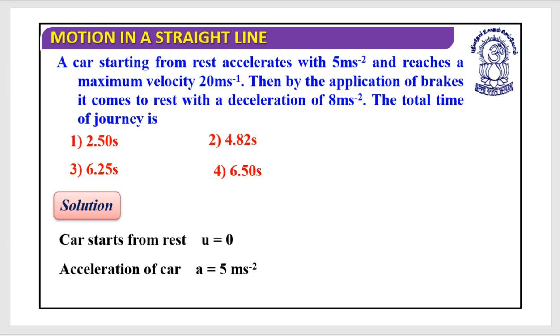What the question says is: a car starting from rest accelerates at 5 meter per second square and reaches a maximum velocity, that means Vmax is given. Then by applying brakes, it comes to rest with a deceleration of 8 meter per second square. The total time of the journey is required.